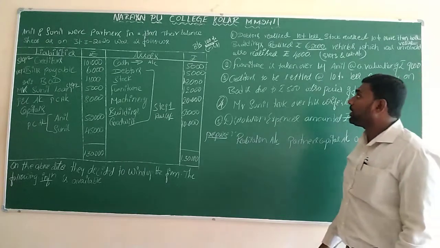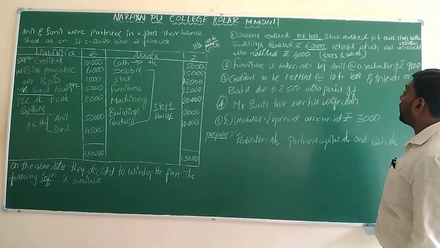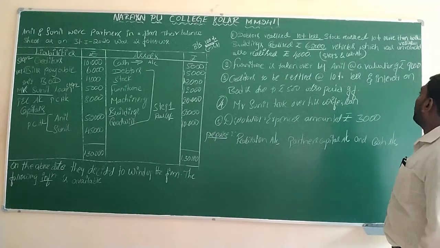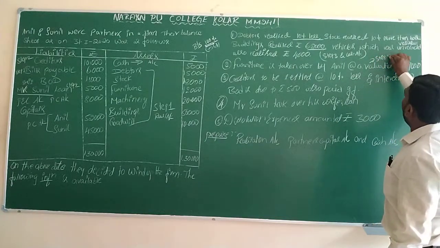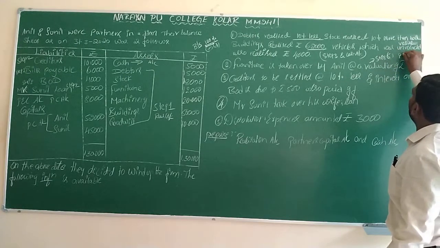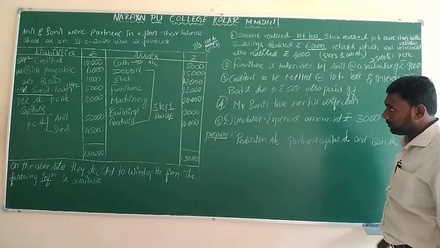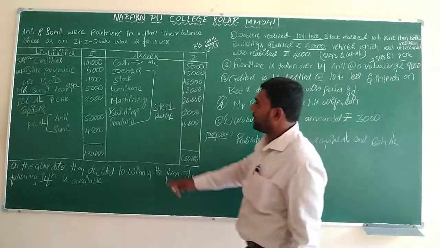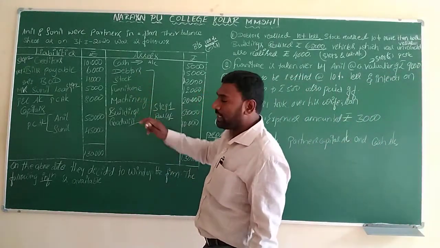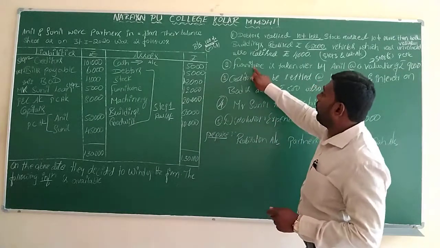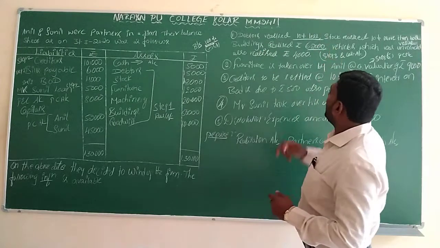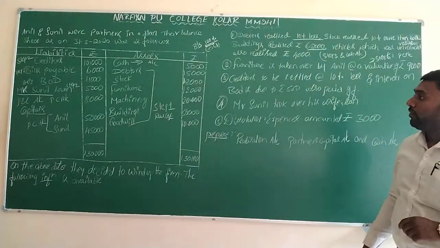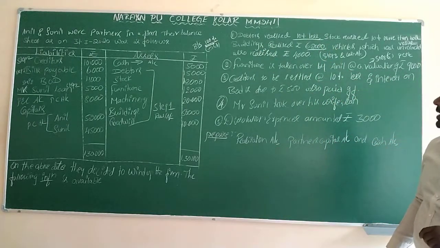Next, adjustment number 2 says that furniture is taken over by Annie at a value of 9,000. So it will come in step number 5 of the realization account, and we have to write it in the partners' capital account. Totally the company will have how many assets? 1, 2, 3, 4, 5, 6 assets. But here, one asset is taken over, and 3 assets are realized plus 1. So 4 assets are taken over and realized values are given.